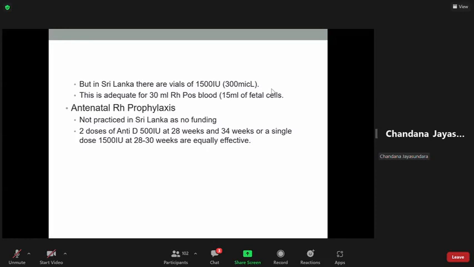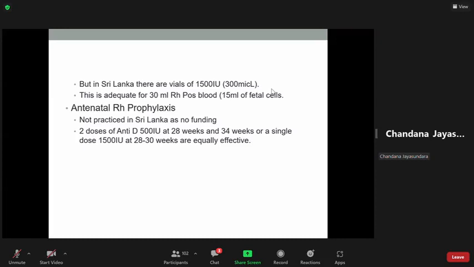That needs 500 unit vials. If we only have 1,500 unit vials, then we have a problem, because once you break a vial, you have to give all of it and finish it. So what we normally practice, even in the private sector, is to give 1 vial of 1,500 at 28 to 30 weeks. The other method is giving after delivery. After delivery, we give 1 vial of 1,500 international units as a single dose, within 72 hours of childbirth.